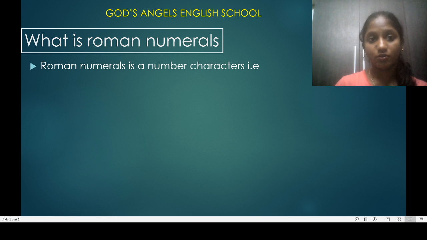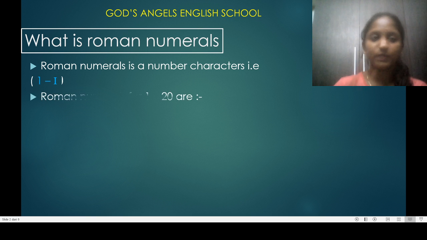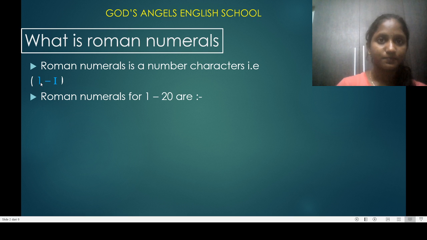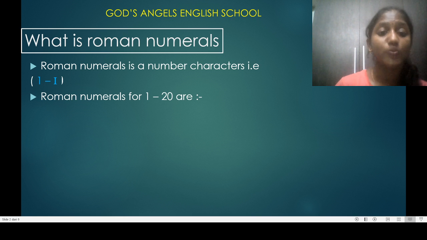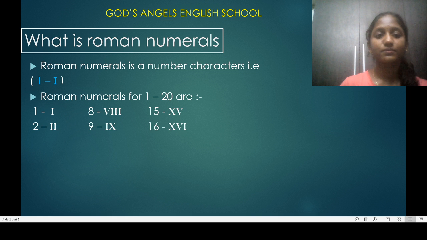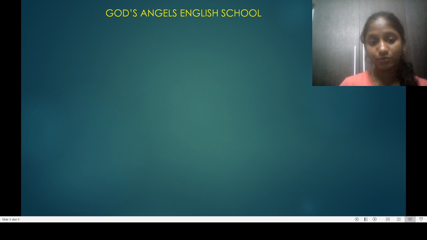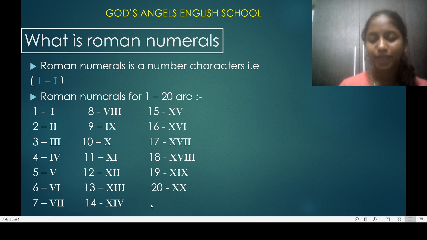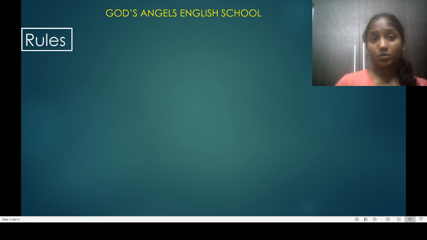Okay, so Roman numerals is a number of characters. You can see there is an example of how we write 1 in number and how it will look in Roman numerals. So I have shown you 1 to 20 Roman numerals, and you have to write these Roman numerals in your maths notebook, and you should know very well how to write in Roman numerals. Okay, so what are the rules?